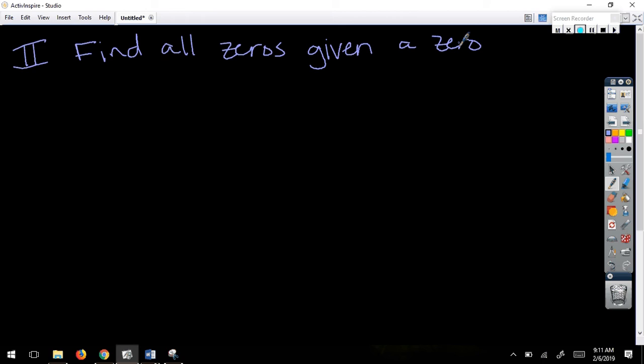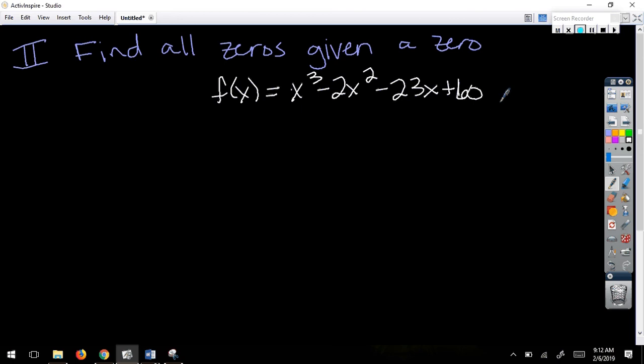So, for example, let's say I have f of x equals x to the third minus 2x squared minus 23x plus 60. And I said that x equals 3 is a zero. Would I still try to solve it the same way? My steps are going to be exactly the same. The only difference is the first thing I have to do is define that factor.